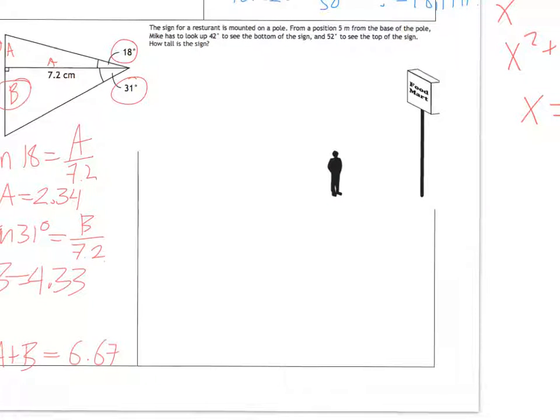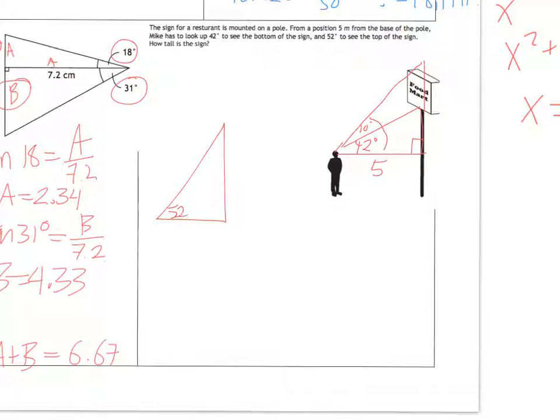Finally, we've got a guy looking at a sign. And what is going to happen here is we're going to end up with two right triangles kind of nested on top of each other. We know that both have a base of 5 feet, and that the bottom of this is going to be 42 degrees, and this whole thing is 52, so that would be 10 degrees. We'd like to figure out how tall the sign is, and in doing this, it might be nice to draw these two triangles separately.